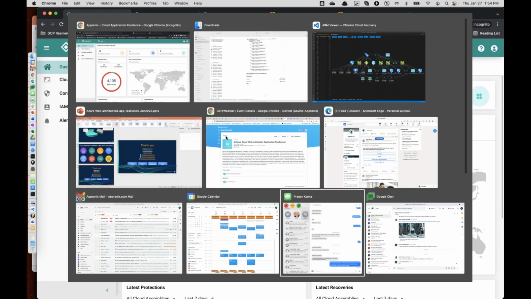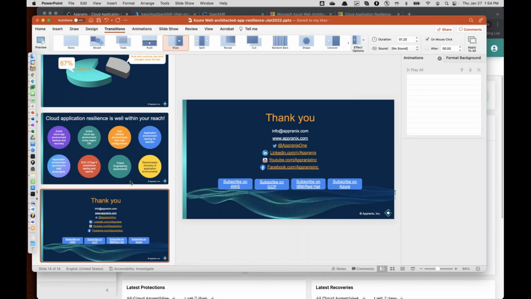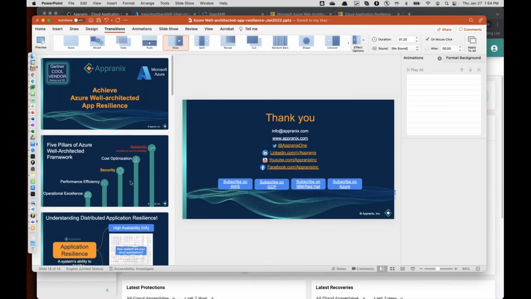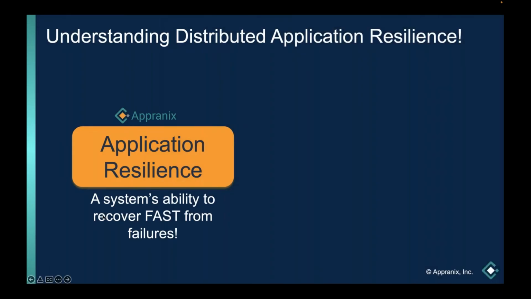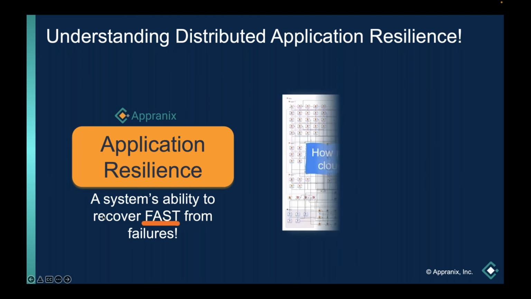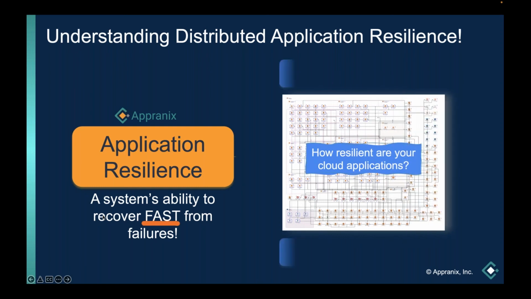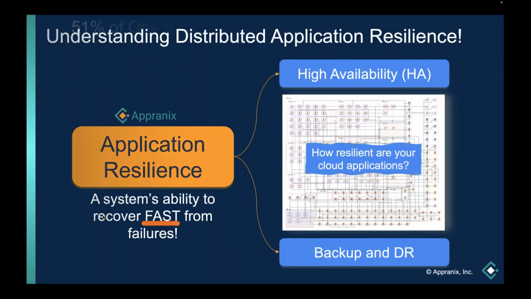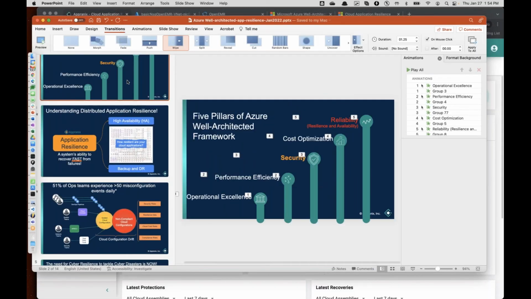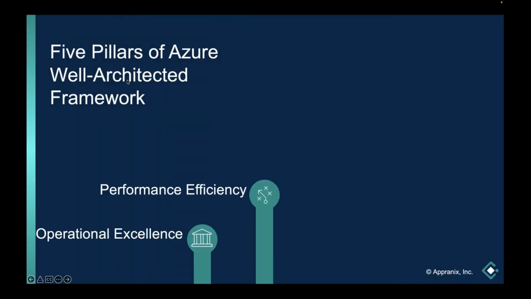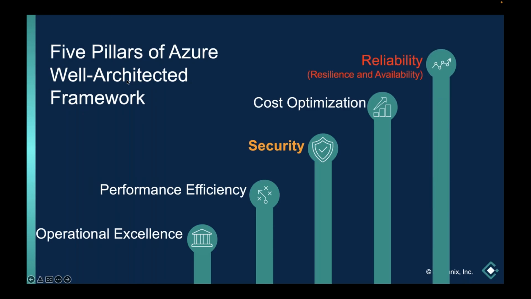But keep in mind, right, resilience is not about preventing failure. It's about recovering your systems really, really fast from any type of failure. That automatically gives you the capability to create a well-architected system for reliability.